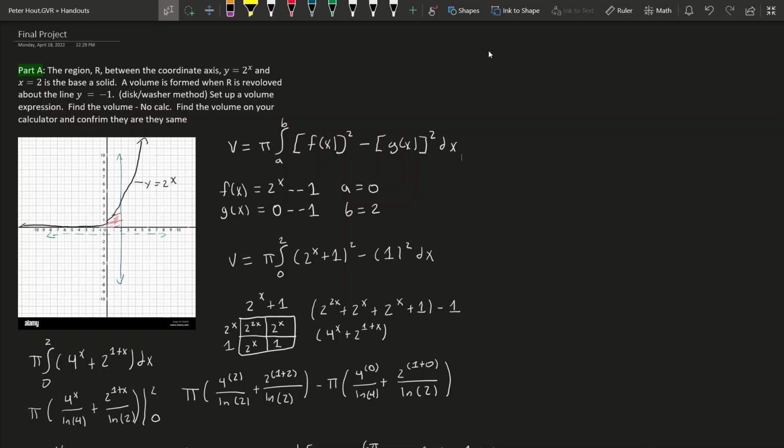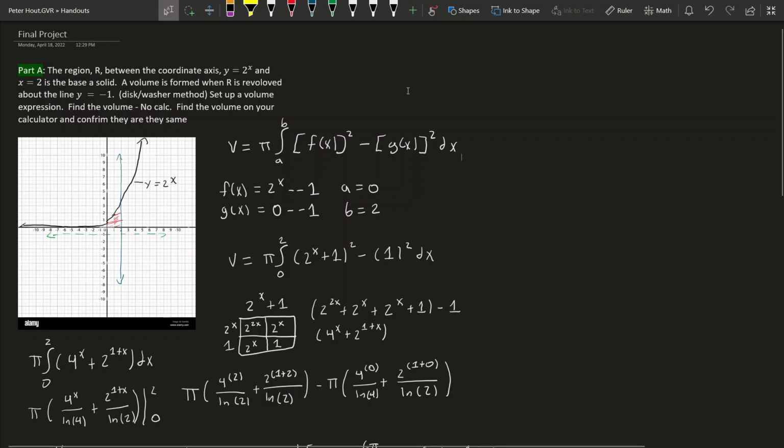The region R between the coordinate axes, y equals 2 to the power of x, and x equals 2 is the base of a solid. A volume is formed when R is revolved around the line y equals -1. Set up a volume expression, find the volume on your calculator and confirm that they're the same.